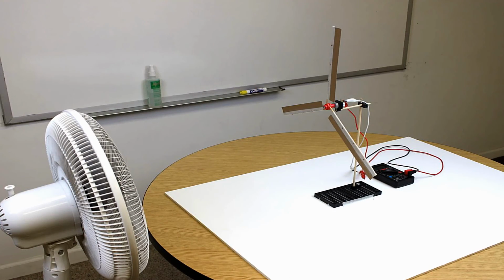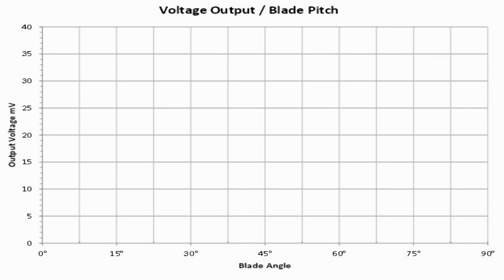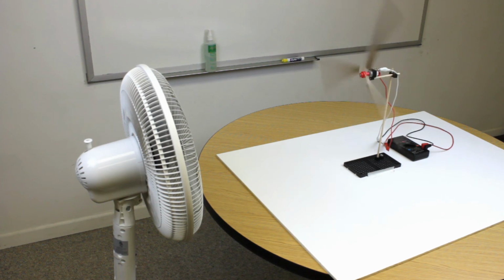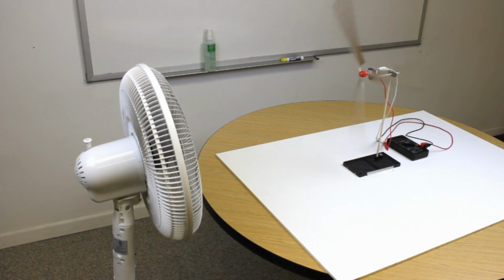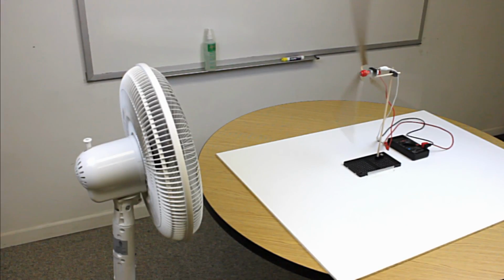Let's find out if changing the angle of the blades changes how much voltage we get. The first angle we're going to check is 0 degrees. See what happens and plot your data on the graph. Once you've plotted your data, change the angle of the blade to 15 degrees. See what you get on your multimeter and plot the data again. Continue to do this for 30, 45, 60, 75, and 90 degree angles. Now that you've completed your test, what angle gives you the most voltage output?